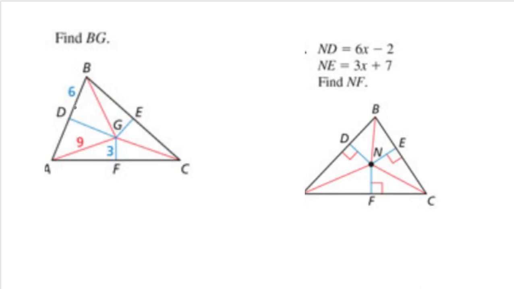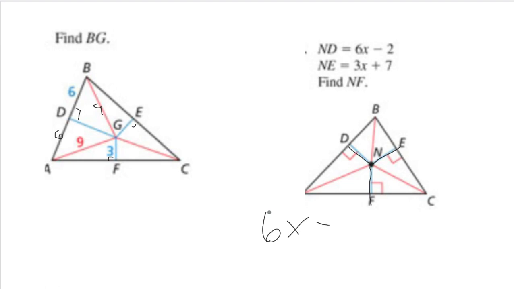So, if we know that these are right angles, we know that from A to the center, it's going to be the same as B to the center. So 9. And we know that that will be 6 kind of idea. Which means that ND is going to be the same as NE, which is going to be the same as NF, which means that I can set these equal to each other.